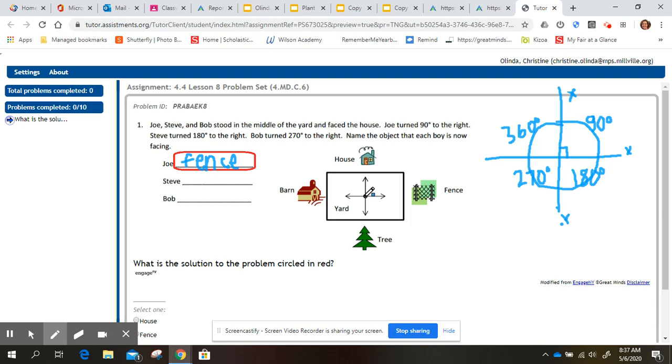Steve is standing and facing the house, and he turned 180 degrees. So he went one quadrant, 2 quadrants. So now he is facing the tree. And Bob turned 270 degrees. So Bob was facing the house and he turned 270. So he went 1 quadrant, 2 quadrants, 3 quadrants. So he is facing the barn.